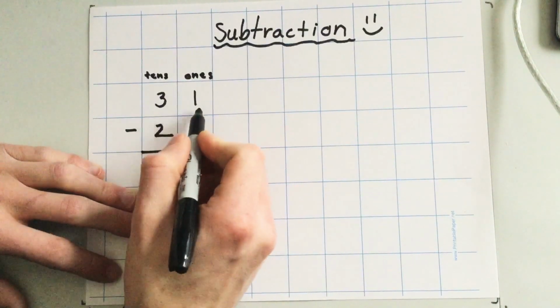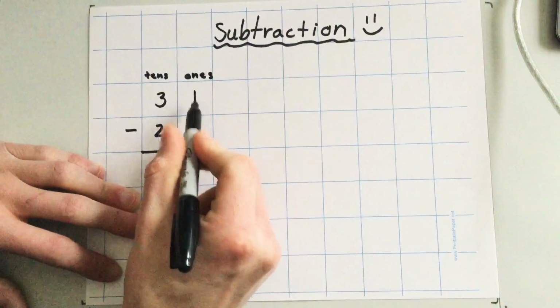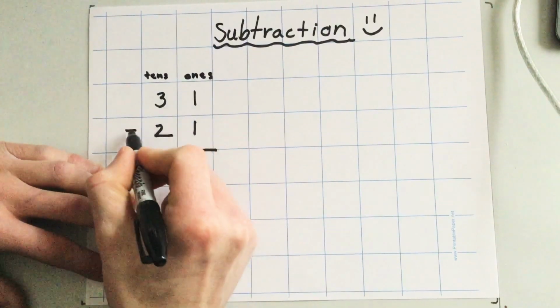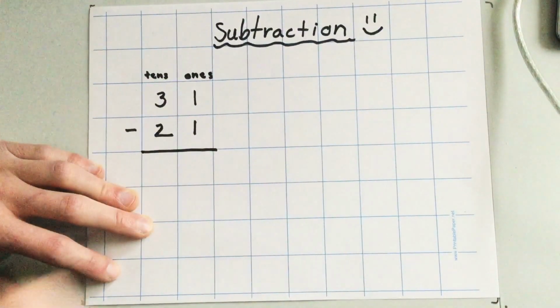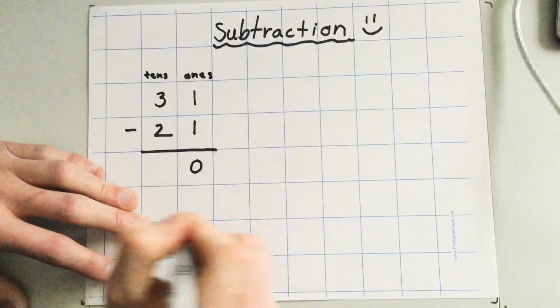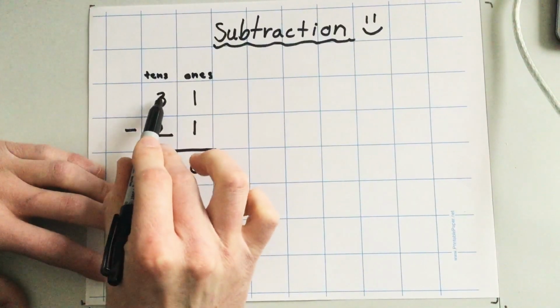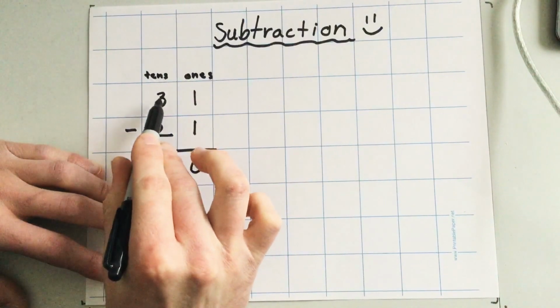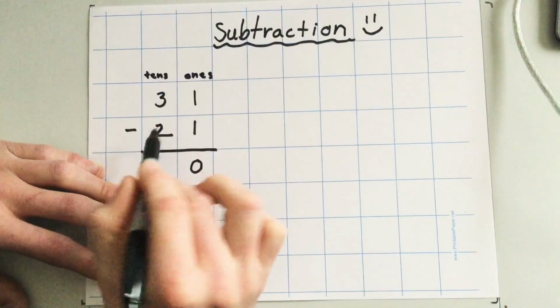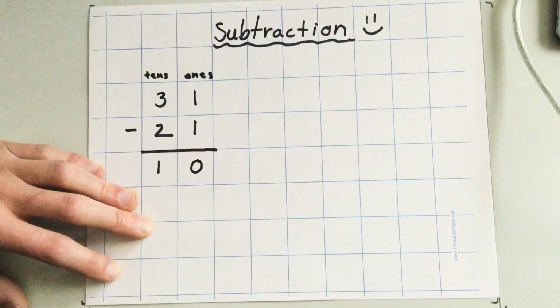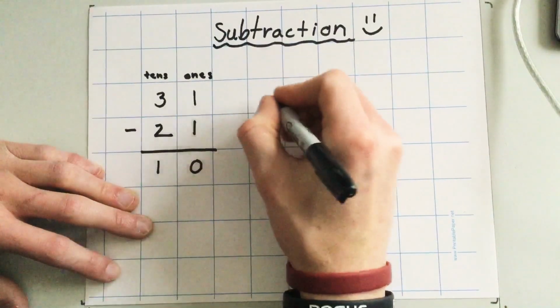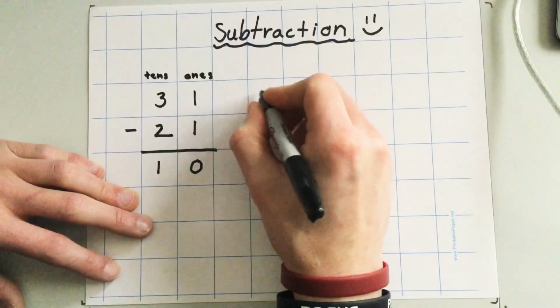Like I said, we're starting in our ones column, so we're going to do 1 minus 1. If I have one thing and I take that away, I now have 0. Now we go over into our tens column. 3 minus 2 is 1, so our answer is 10. Let's move over here to do another one.